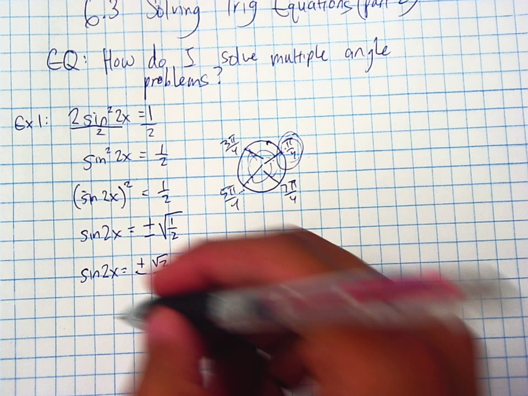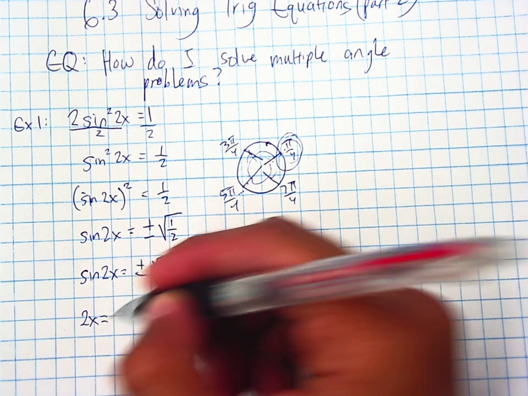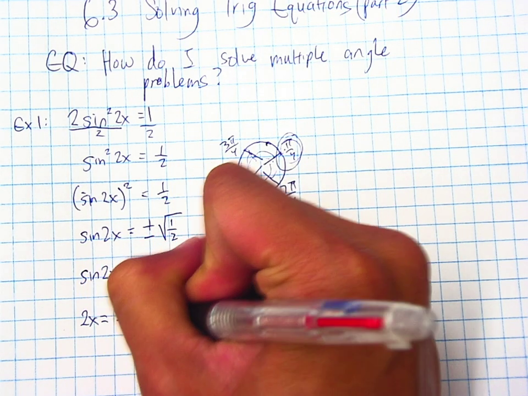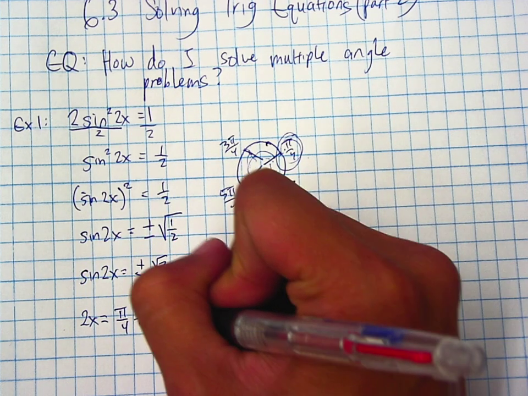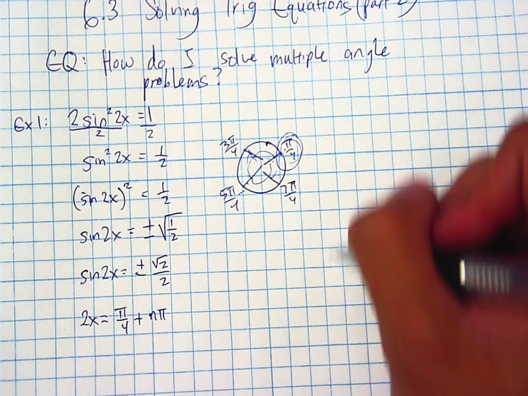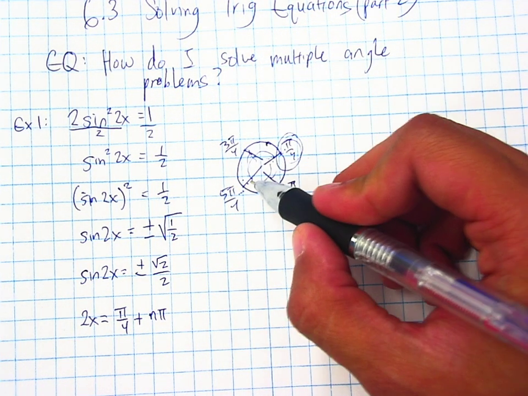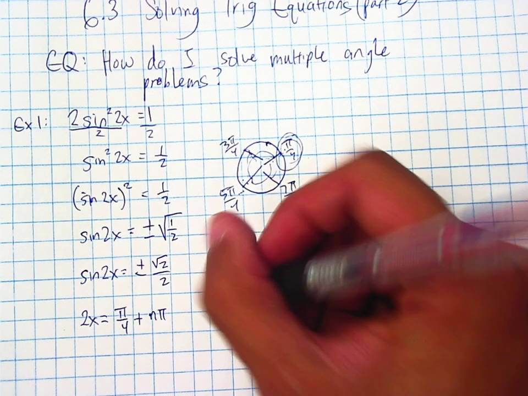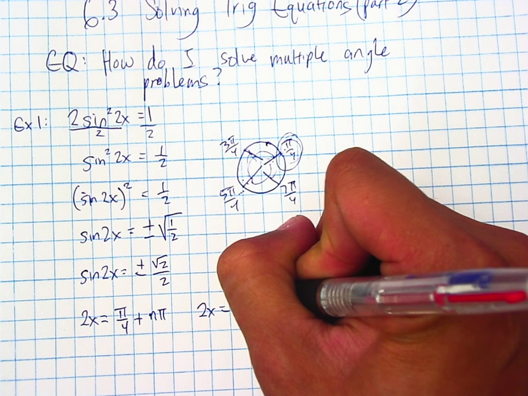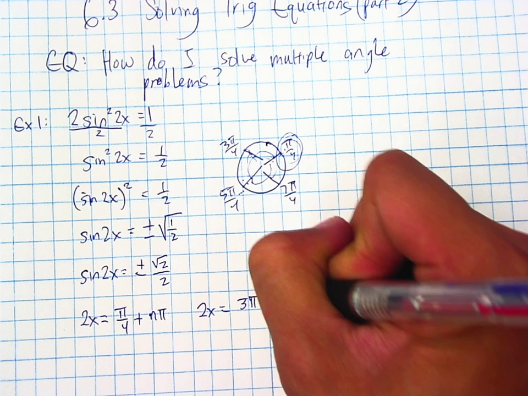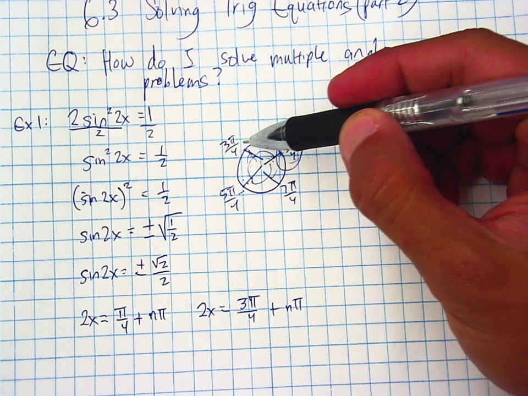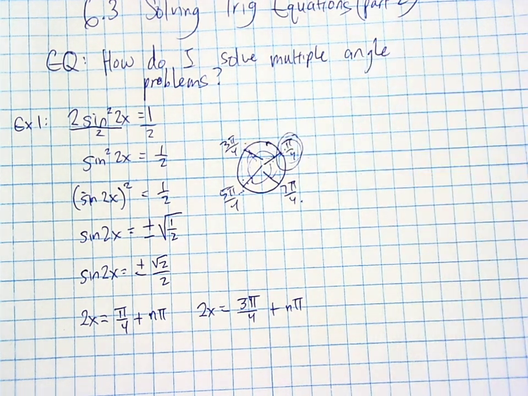So let's start. 2x is going to equal, remember, I'm going to write an equation. My first equation is going to be pi over 4 plus n pi. The reason why I did pi and not 2 pi is because I want to end up at the second spot, 5 pi over 4. If I add pi again, I'll be under here. And then my other equation is going to be 2x equals 3 pi over 4 plus n pi. And then if I do n pi, it will cover the 3 pi over 4 and the 7 pi over 4.